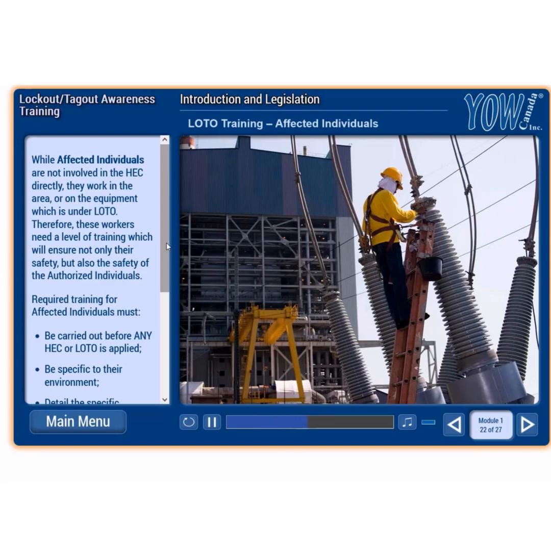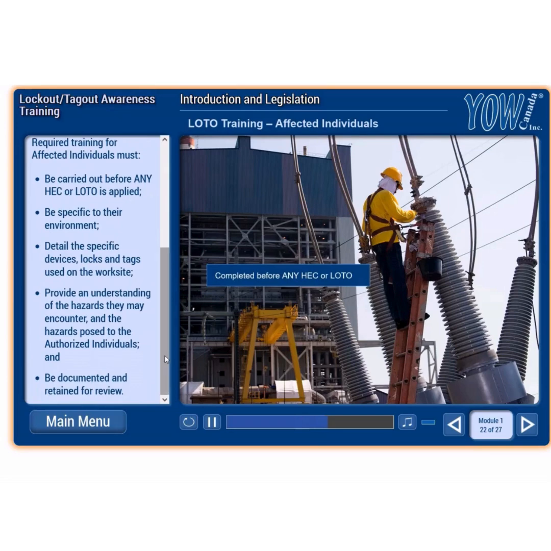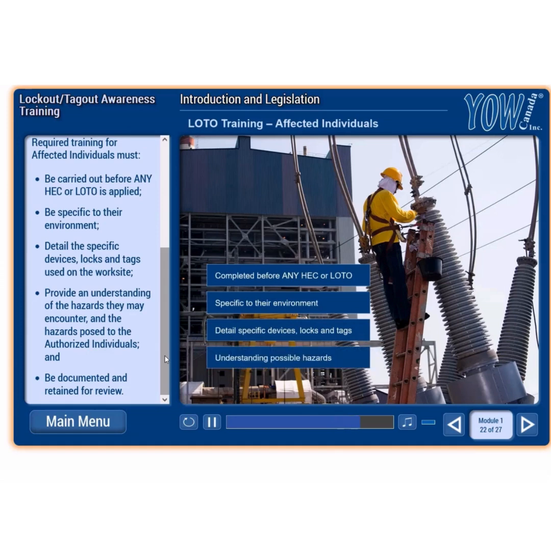Required training for affected individuals must be carried out before any HEC or LOTO is applied. Be specific to their environment. Detail the specific devices, locks, and tags used on the worksite. Provide an understanding of the hazards they may encounter and the hazards posed to the authorized individuals, and be documented and retained for review.